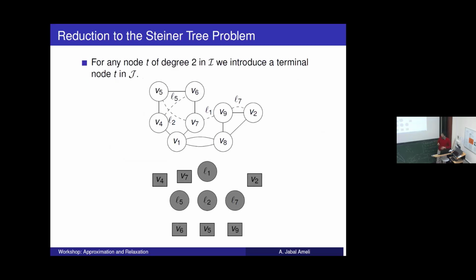Then the terminals are defined as follows. If you consider any node of degree 2, for instance V5 here, we define the terminal V5 with the same label in J. And in order to distinguish between the terminals and the Steiner nodes, we use this squarish type of node for the terminals.